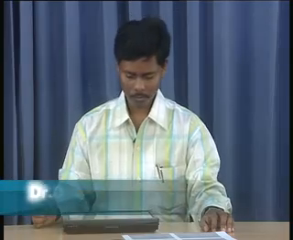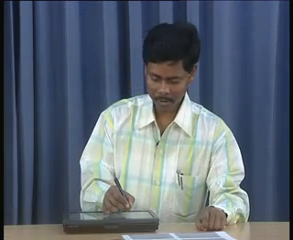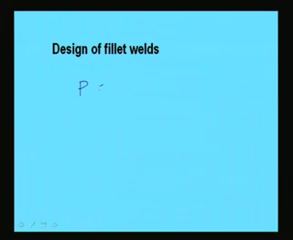Hello, today we will discuss the design of fillet and butt welds. While talking about the design of fillet weld, we know how to calculate the strength of the fillet weld, because in the last lecture we have seen the fillet weld strength can be calculated from this formula, that is PQ into L into T, where T is basically the throat thickness.